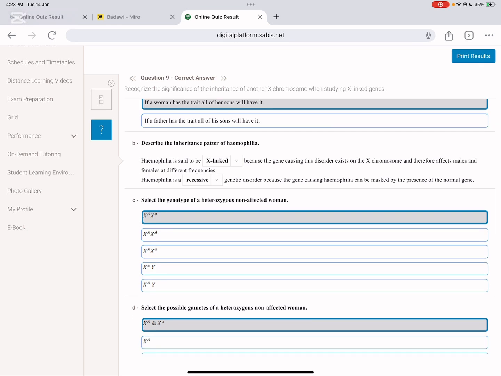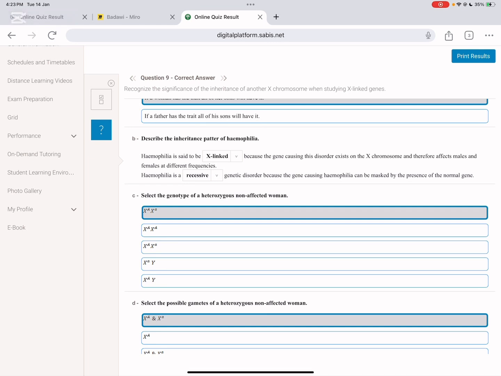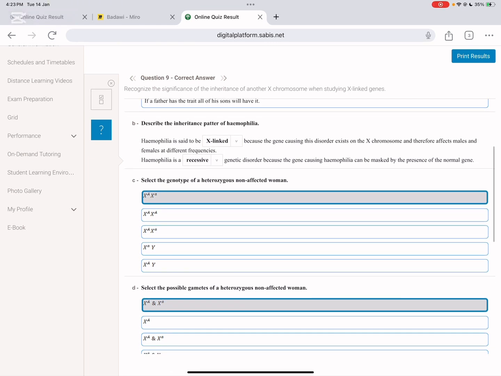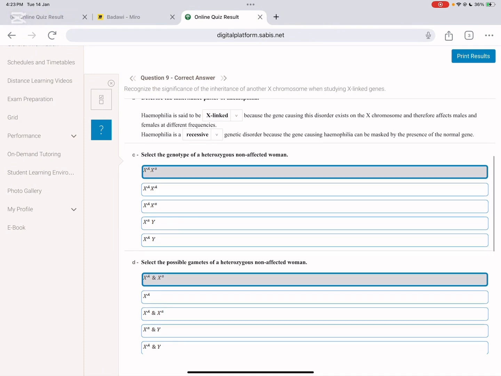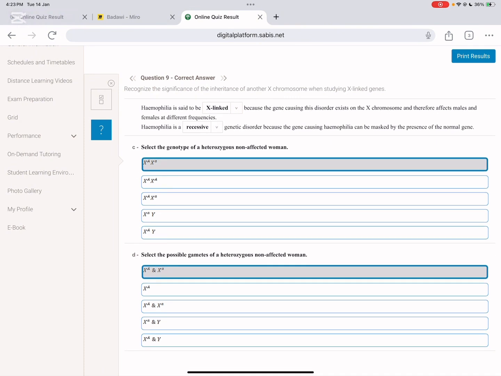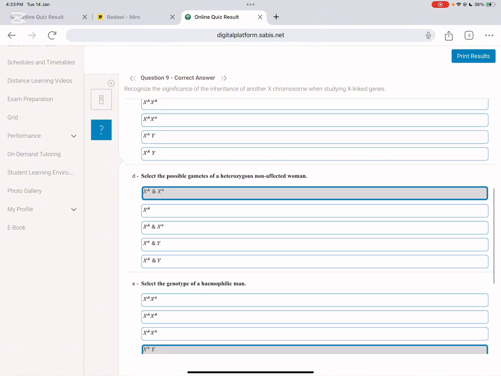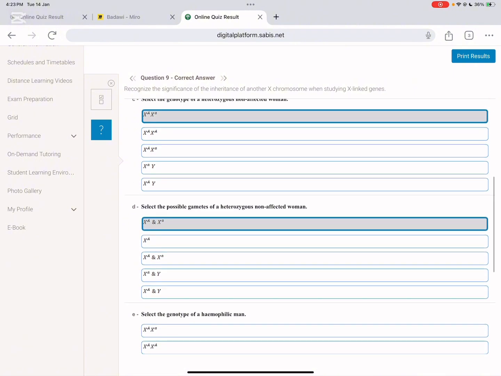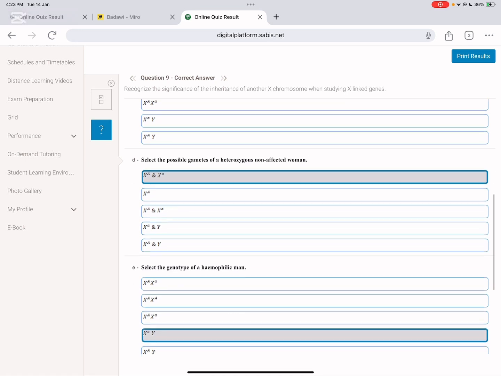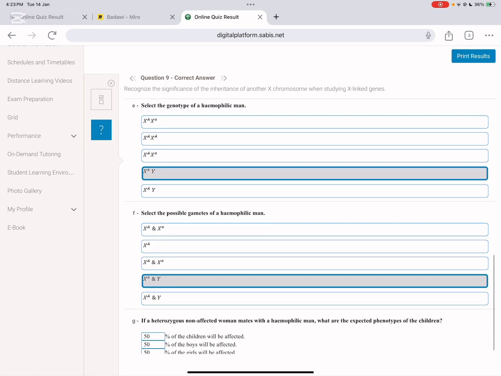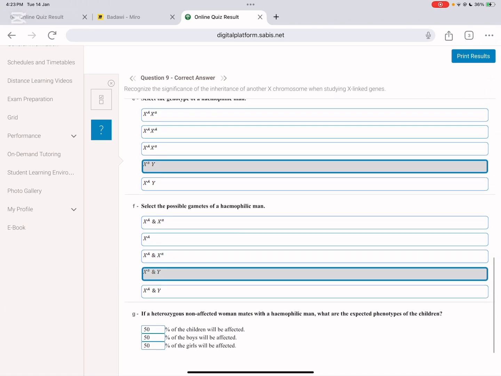Now, this is an example of a disease which is X-linked. Why is it X-linked? Because it exists on the X chromosome, and it's recessive because it can be masked by the presence of the normal gene. Whenever they say heterozygous, it means they don't have the same allele. A non-affected woman is, of course, going to have one dominant and one recessive. The possible gametes are either the dominant allele or the recessive allele. A man is going to have the recessive allele since he has the disease, and the gametes would be X with the lowercase allele and the Y.